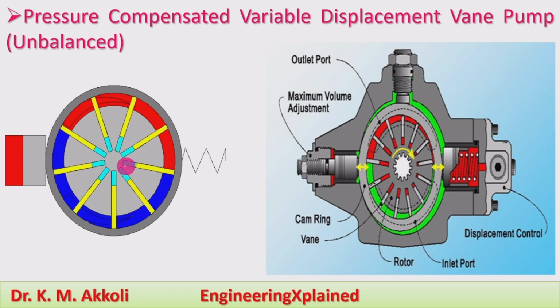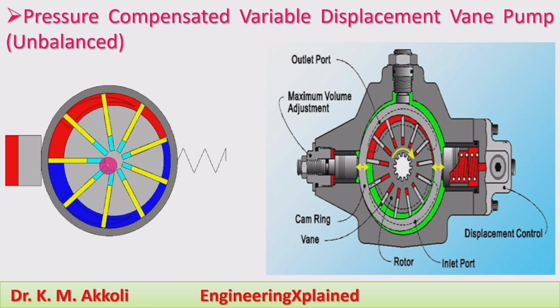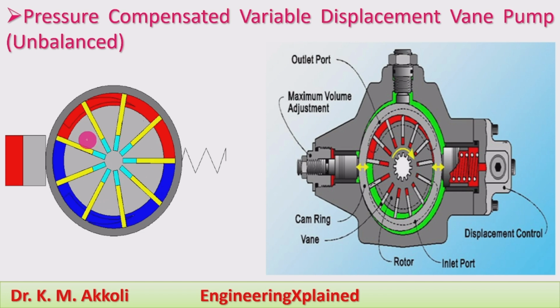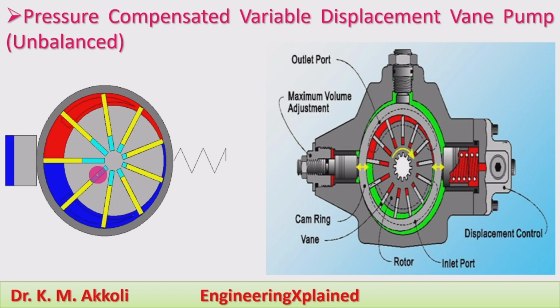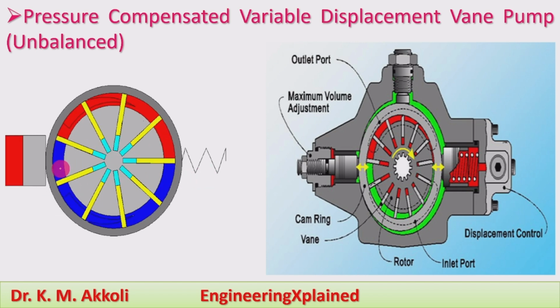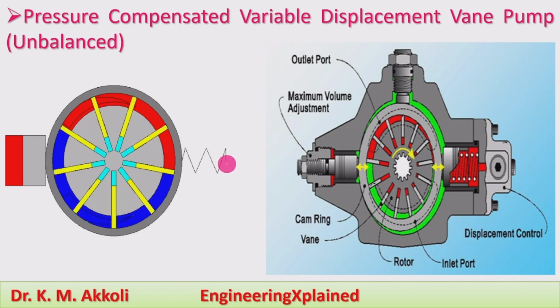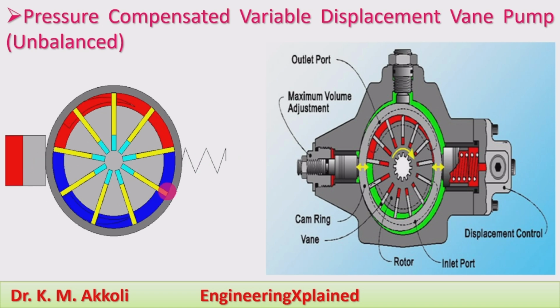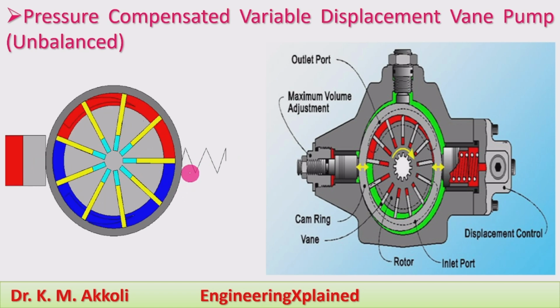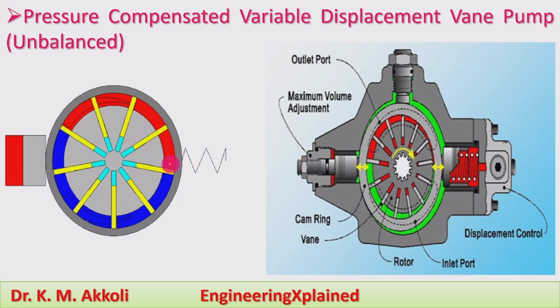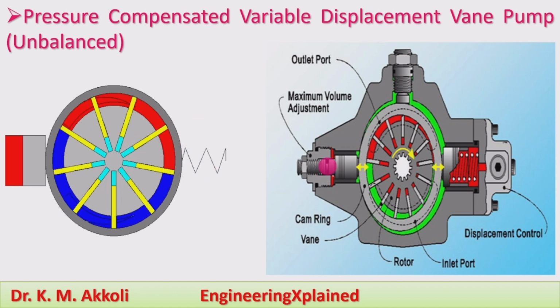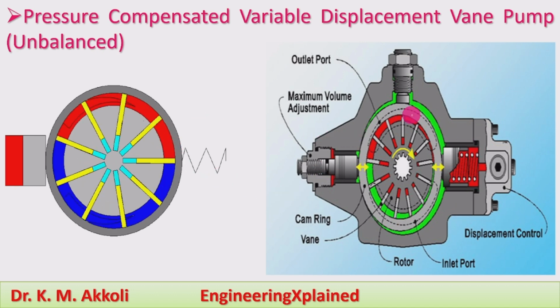Okay, at any position the eccentricity we can set, and at that variable flow rate we can supply the fluid. And that is the operation here. Whenever the pressure is not applied, by the spring force it will be moving to the maximum eccentricity, and thereby the flow rate will reach the maximum. And this operation we can see by using this diagram also.